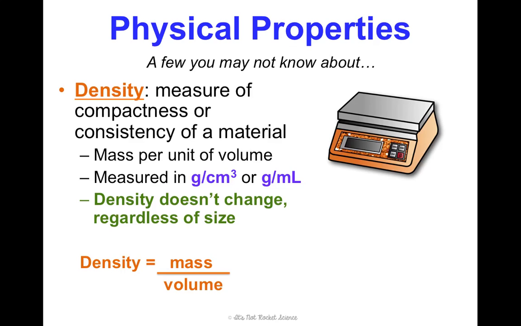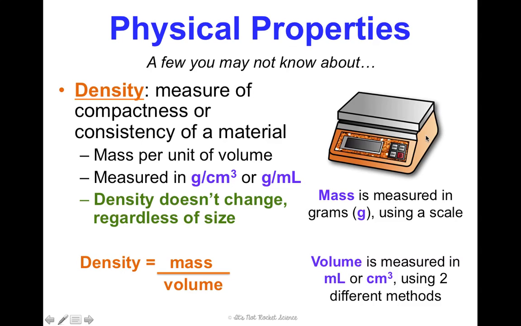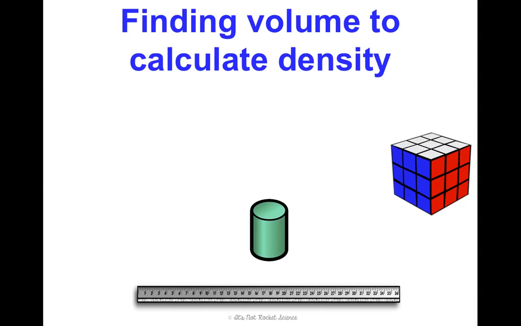So we can calculate it as mass divided by volume. Remember, mass needs to be measured in grams, so we're usually going to find it just by using a digital scale to measure it. And then volume is either measured in milliliters or centimeters cubed. And we can find volume two different ways. So I'm going to show you those two ways now.